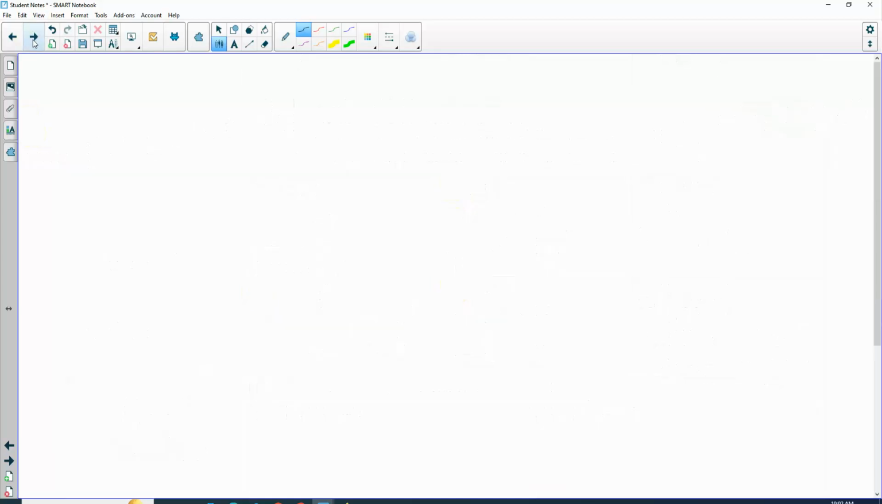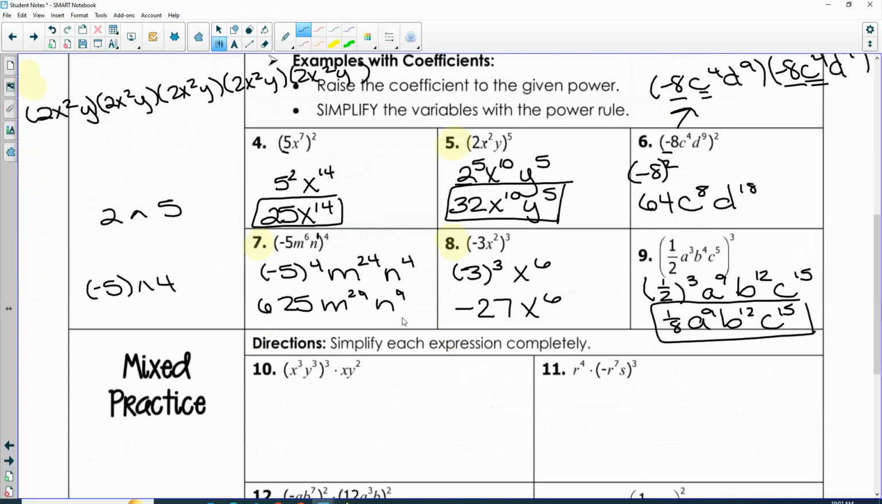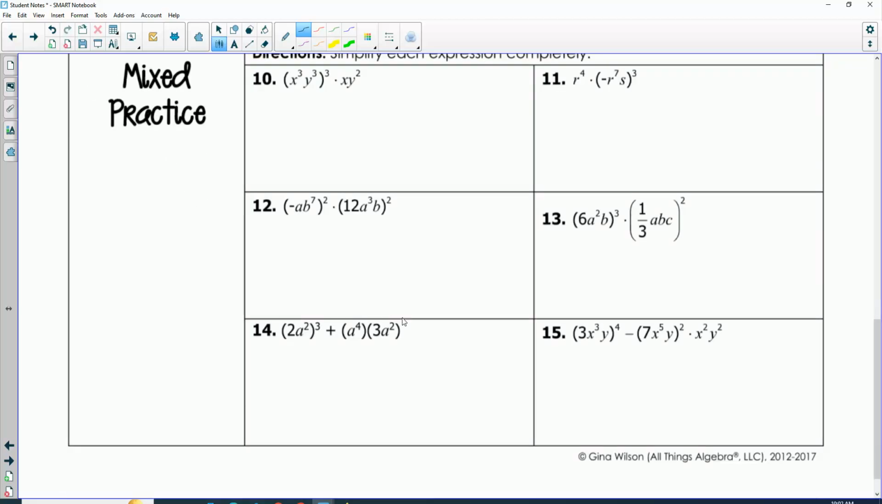I want to look at the bottom, and then that'll be our stopping point for today. So we're just going to do these last few questions. This is kind of a combination of things. So I need everybody to pay close attention when we go through these. It's taking things from last week and today and putting them all together.